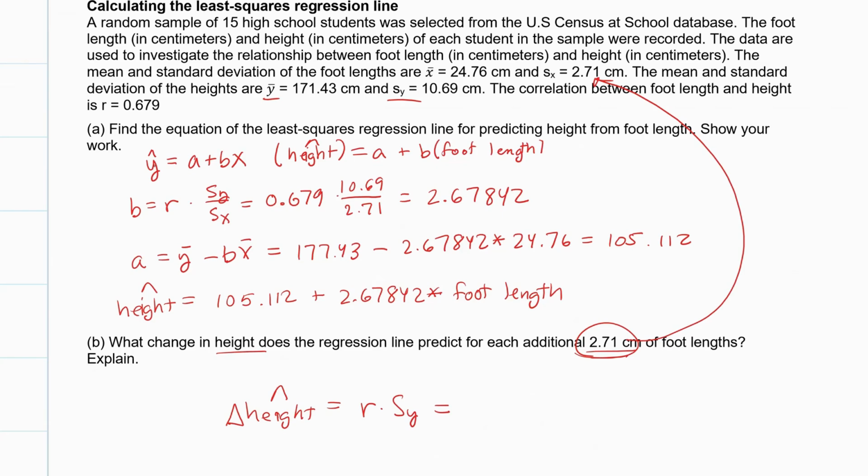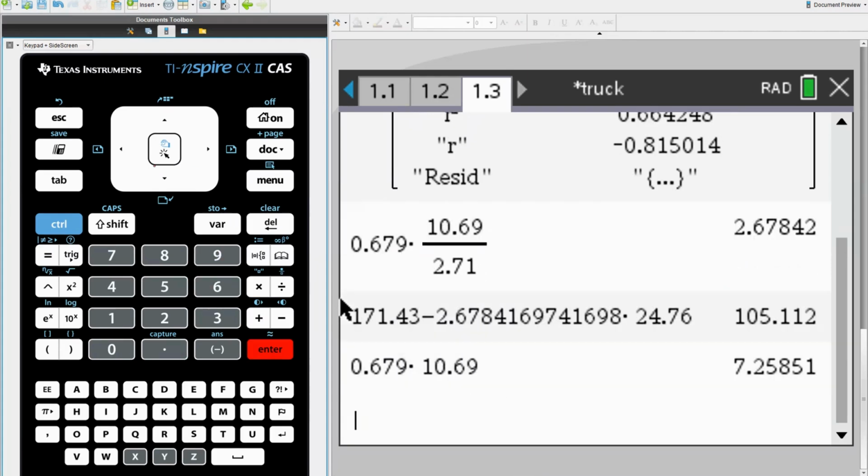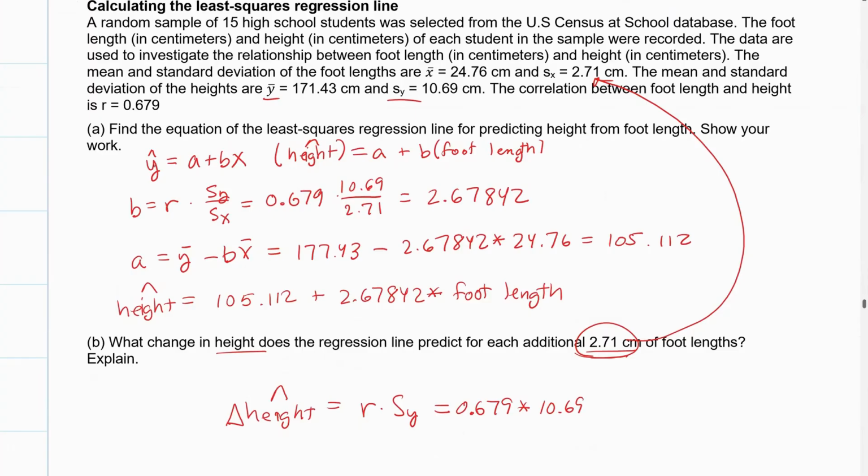And again, R is 0.679, and we'll multiply that by 10.69. 0.679 times 10.69, and we get 7.25851 inches. And again, that's how much we think the height would increase if the foot size increased by one standard deviation.